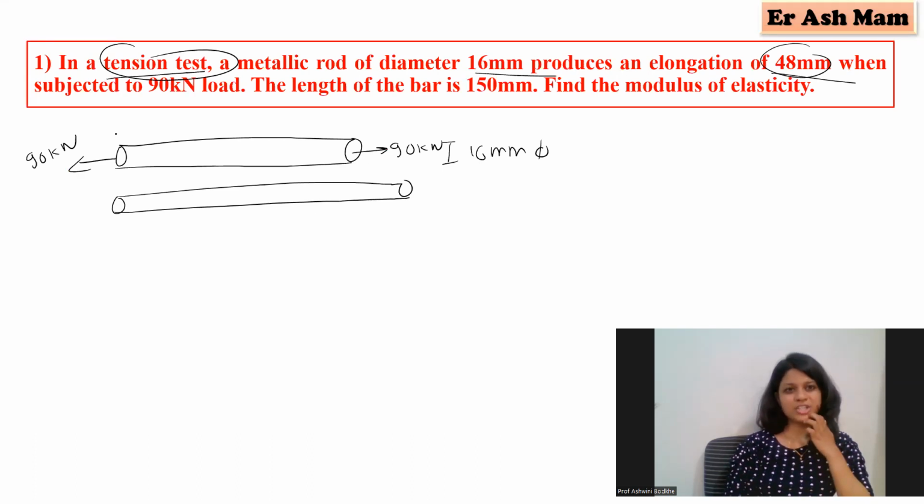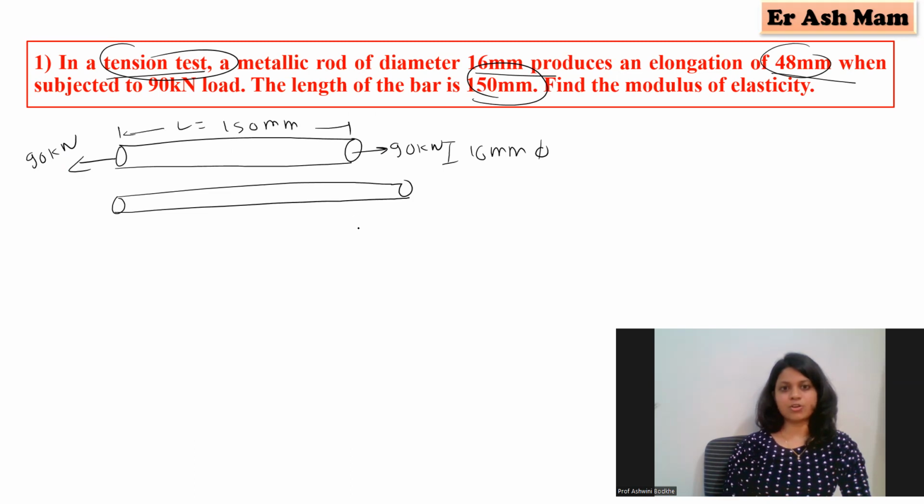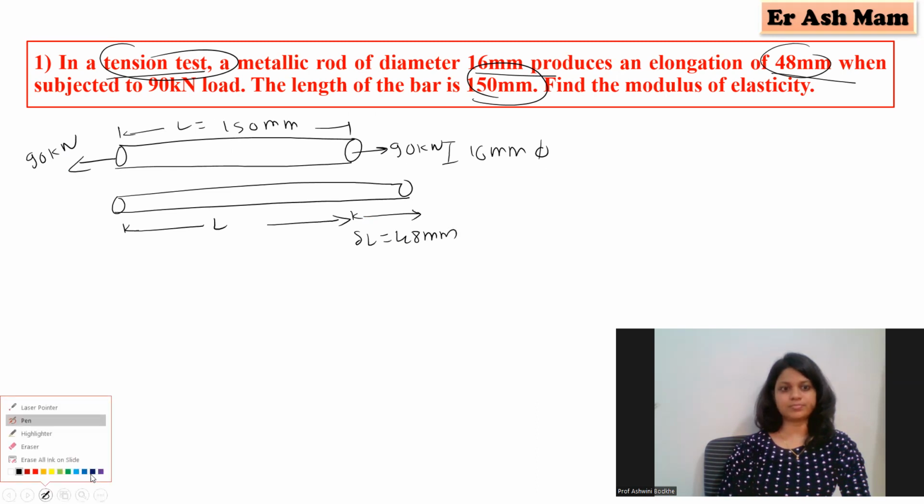Initial length of this bar is 150 mm, that is L equal to 150 mm. After elongation, the length will be L plus delta L. Elongation is delta L equal to 48 mm. What is given? Find the modulus of elasticity.